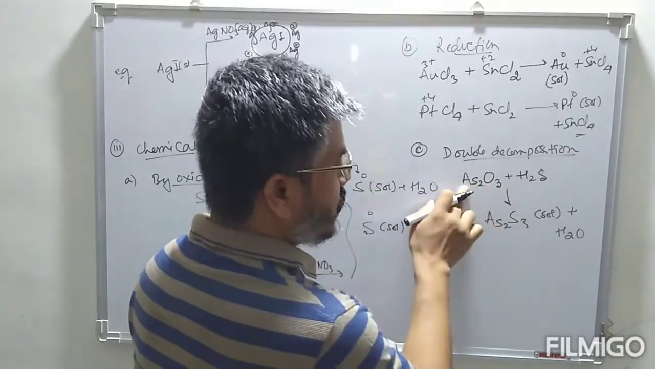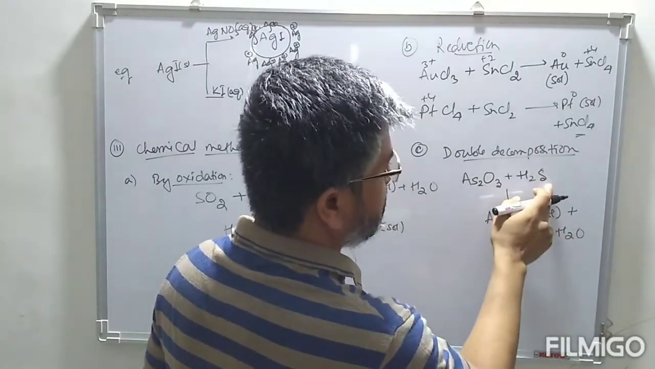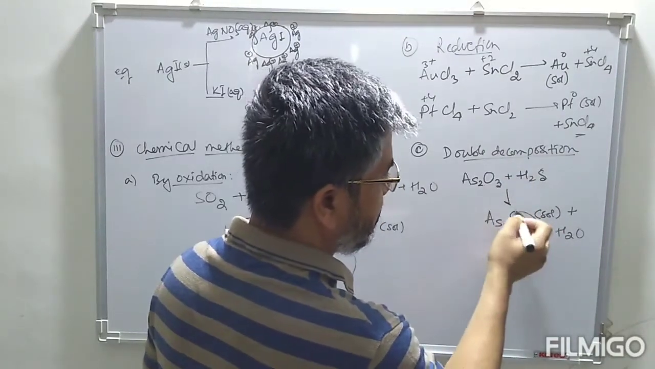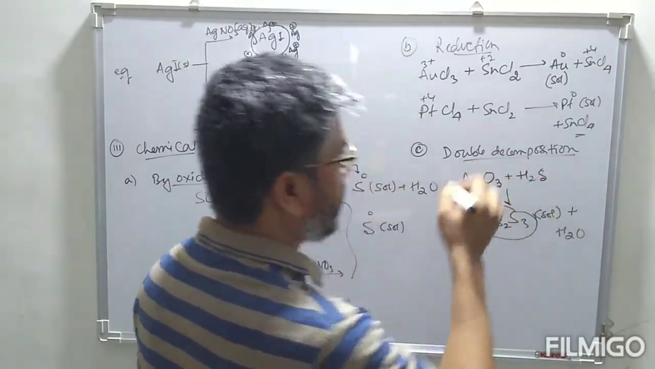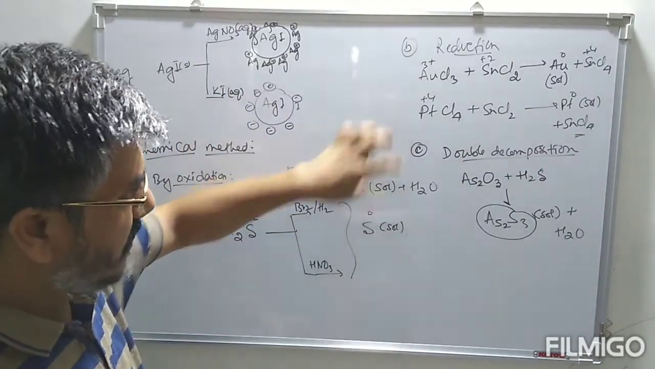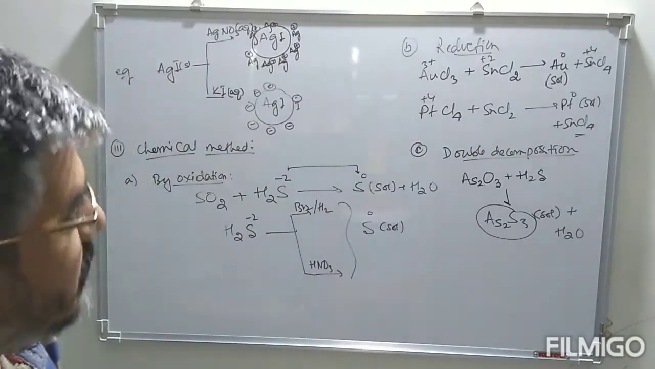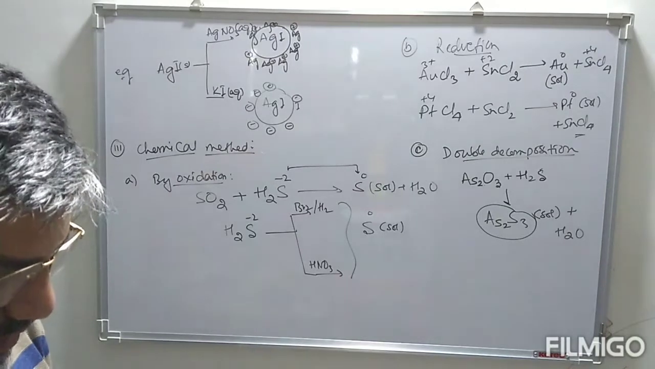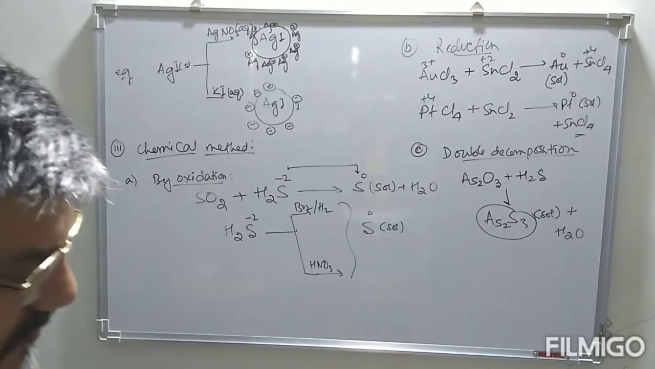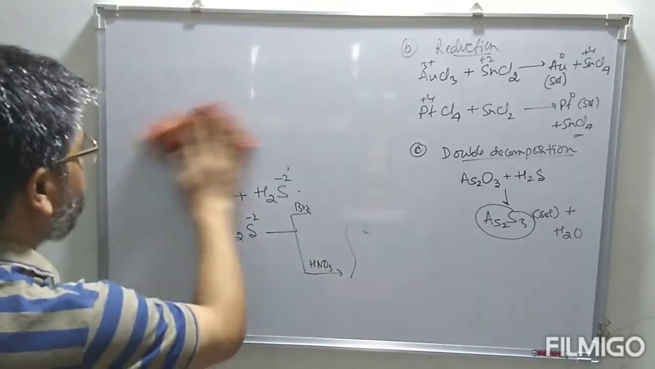Initially oxygen was attached to arsenic, now this is attached to hydrogen. Sulfur which was attached to hydrogen, now this is attached to arsenic. So this is double decomposition. So these are the chemical methods by which we can prepare colloidal solution. After this preparation of colloidal solution, let's go to purification of colloidal solution. How this colloidal solution can be purified.